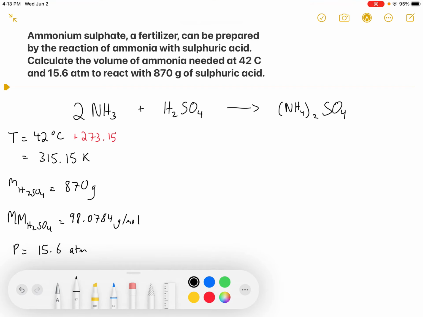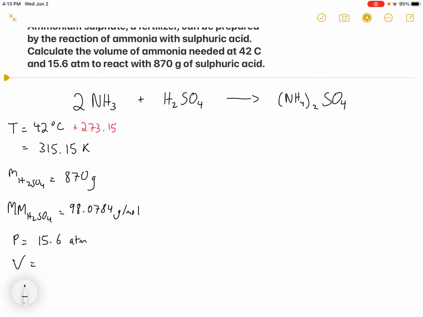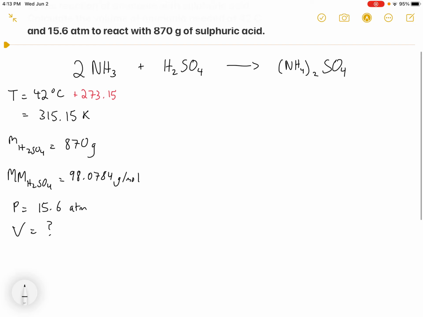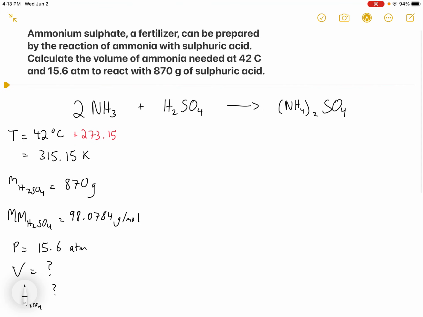So our next step, before we start looking for more information: we know that we're going to be looking for a volume, that's what's going to be unknown, and we also know that we're going to need the moles of sulfuric acid. So those are two unknowns. First, we're going to need to solve for the moles of sulfuric acid in this reaction.